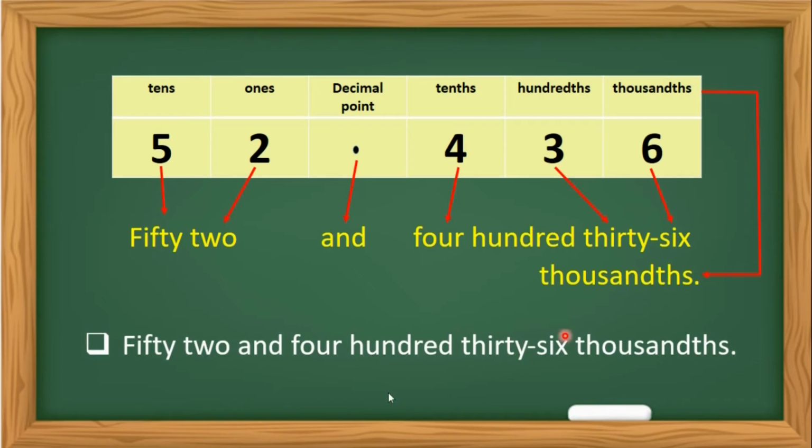We read this as 52 and 436 thousandths. Sometimes others make mistakes, saying it right away. Usually we just read it right away as 52.436. But the proper way of reading this is 52, then the decimal point is "and," then read the fractional part as you read a whole number, 436, and then mention the place value of the last digit. The last digit is 6, the place value is thousandths, so we have 436 thousandths. So the proper way again is 52 and 436 thousandths. Is that clear? All right.